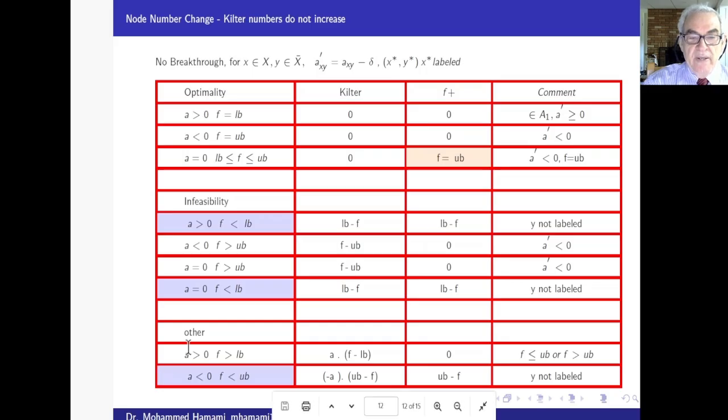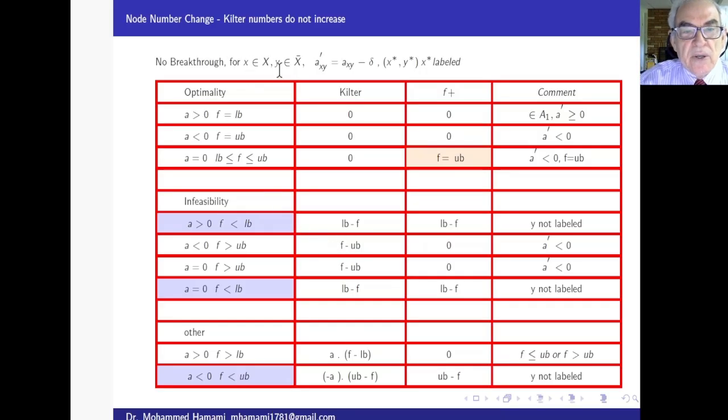Okay. And then if A prime is negative, and F is bigger than UB, then I jump to this case: A prime negative and F bigger than UB. Then the new Kilter number is F minus UB, which will be less or equal to F minus LB, which is itself less or equal to A times F minus LB. So I see a decrease in that case.